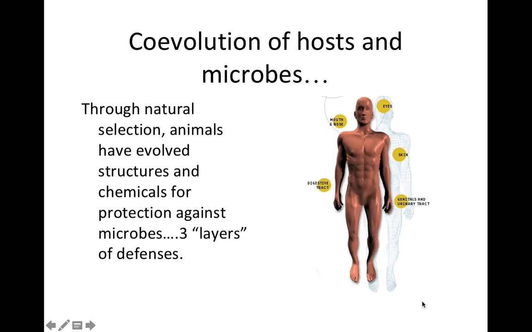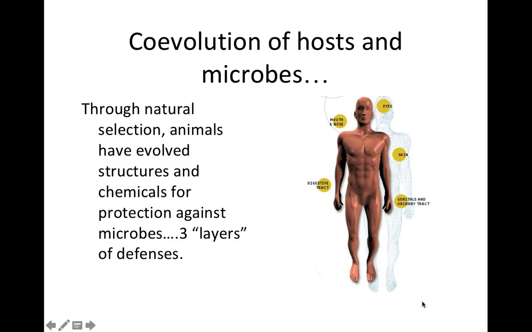So we want to remember that animals, cellular organisms, have been co-evolving with microbes, right? So there's been natural selection, so animals and humans have evolved structures and chemicals for protection against the microbes. And very often, historically, folks, we talk about immunity or host defenses providing protection against invading microbes. So there's often a lot of warfare or battle vocabulary that's used.